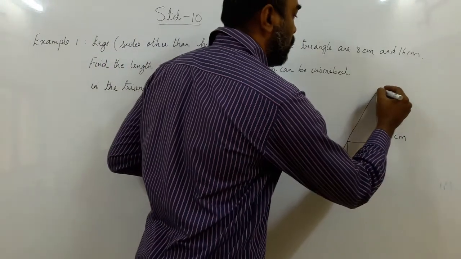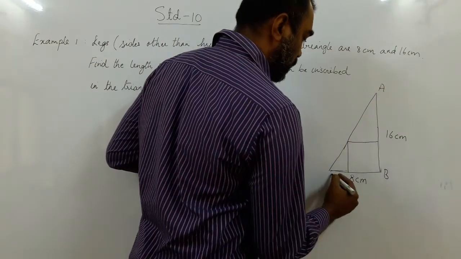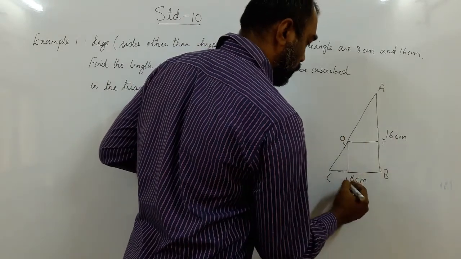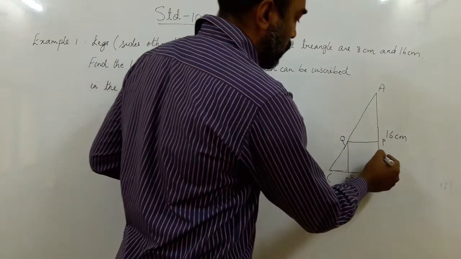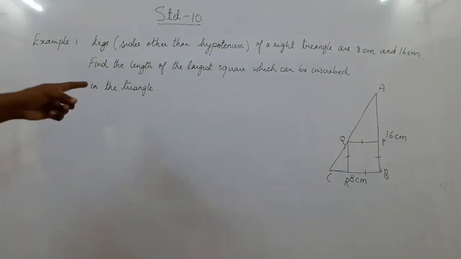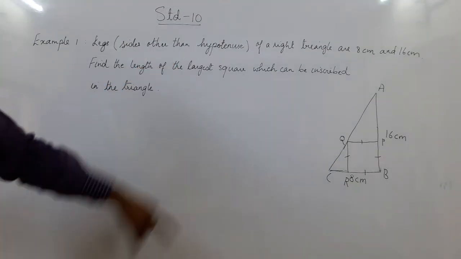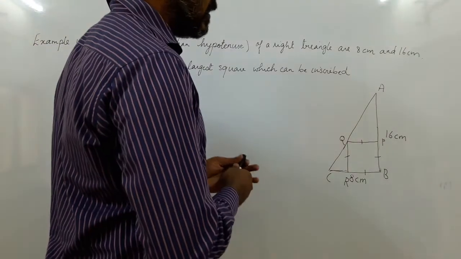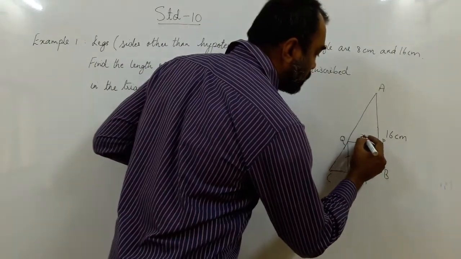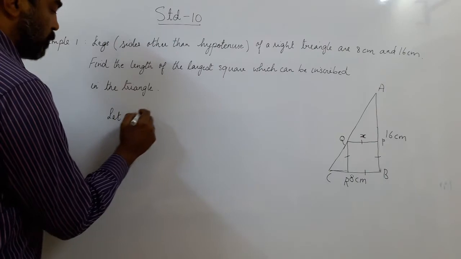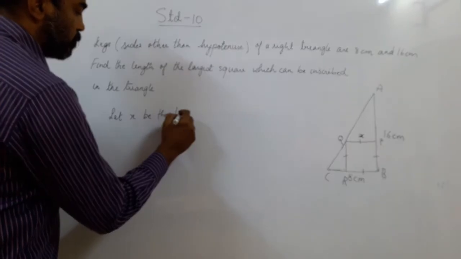We will start the sum by naming it. Let me call this A, B, C. Let me call these points P, Q and R. So I want to find the side of the largest square. Now how can we make use of similarity here? So let's proceed and see. Since we do not know the largest side, we assume let X be the length of the largest square.